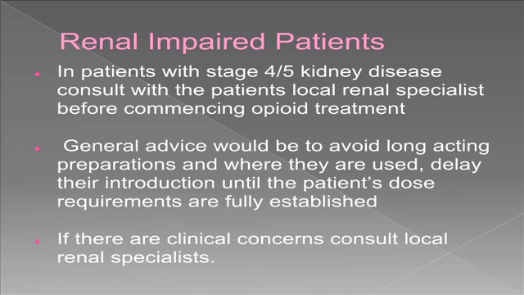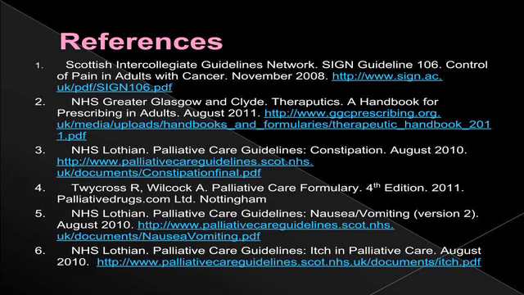And in patients with stage 4 or 5 renal problems, we would recommend consulting the local renal physicians before starting the patient on an opioid. But general advice would be to avoid long-acting preparations, and where they are used, only use them once you've done a kind of dose-finding exercise with short-term preparations. These are some references for different guidelines that were looked at.